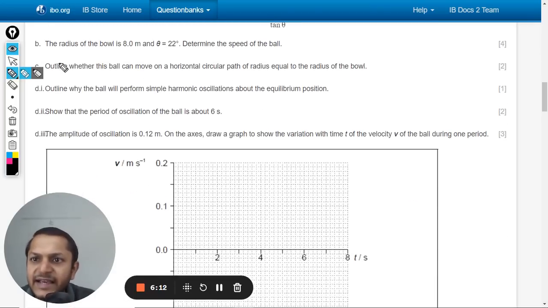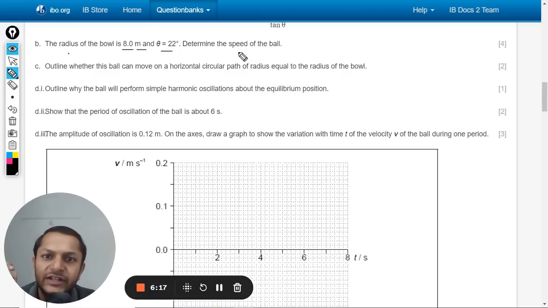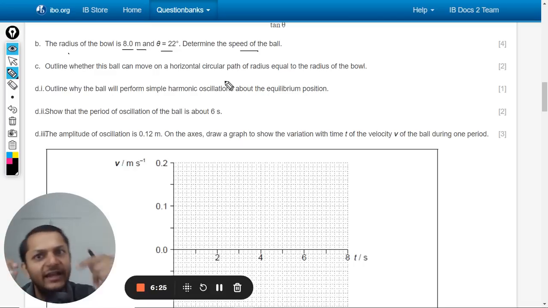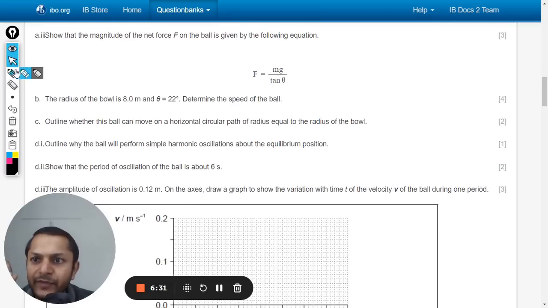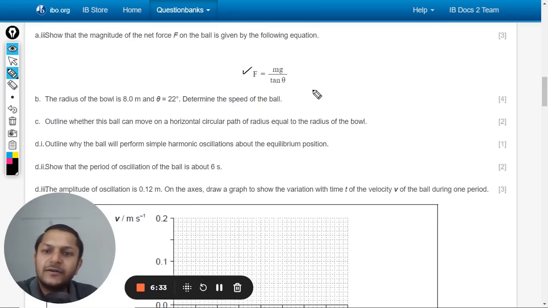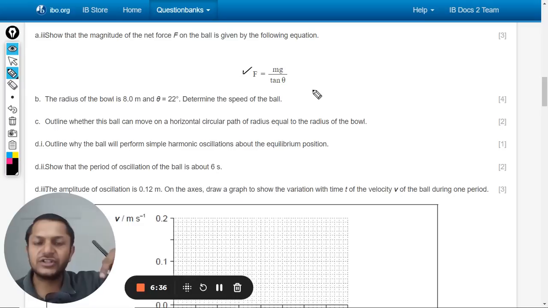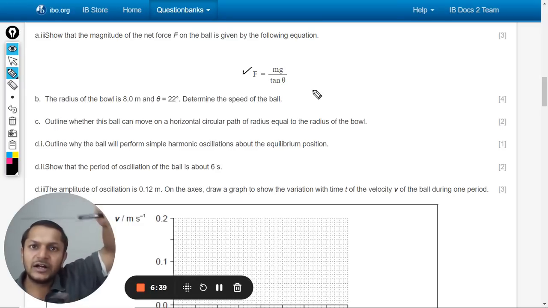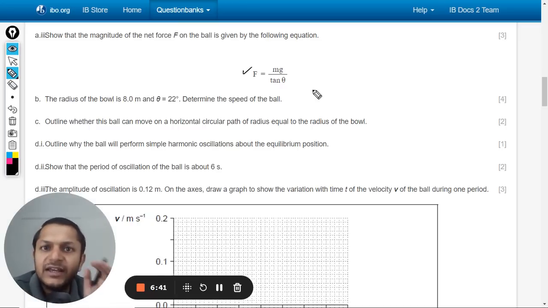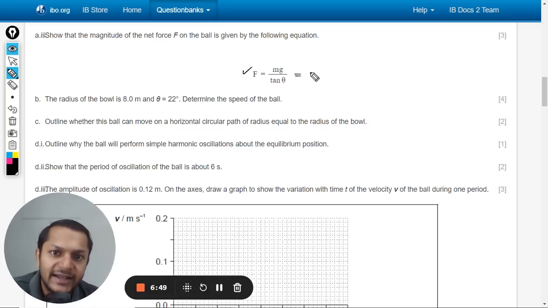Now B says the radius of the ball is 8 meter and theta is 22 degree. Determine the speed of the ball. So again, he's not talking about the SHM now. He's again referring to the same statement. And the force is given here. This is the force. And we want to find the velocity with which the ball is moving in the horizontal circle. Whenever something is moving in a circular fashion, it has to have some force acting like centripetal force. So clearly this F net is now acting like centripetal force.